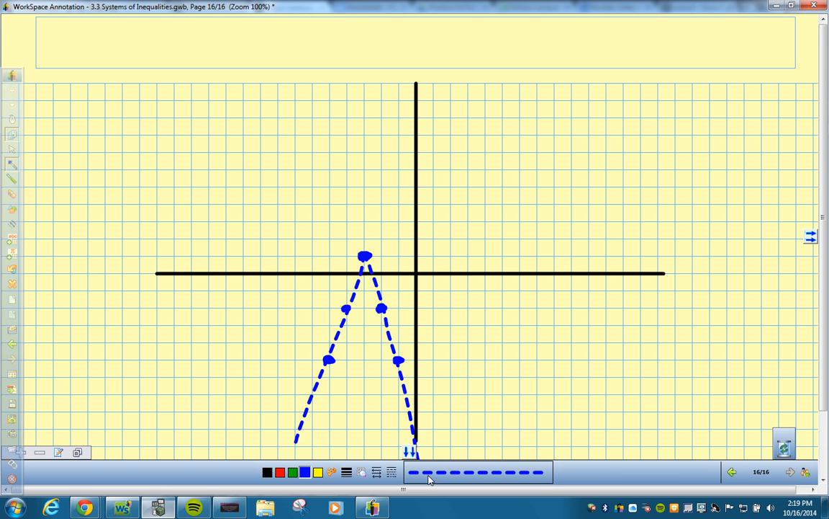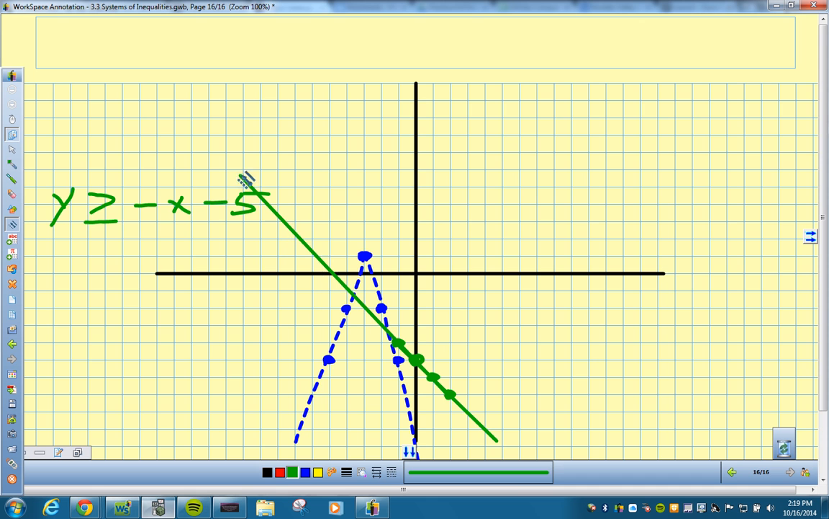Now we're going to graph the line portion of the program. So that line was y is what? Was it greater or less? Greater than or equal to negative x minus 3? Minus 5. Okay, so I'm going to go down 5, 1, 2, 3, 4, 5. And I'm going to go down 1, right 1. Down 1, right 1. I could also go up 1, left 1. And that line is solid. Now we're going to do the shading last.